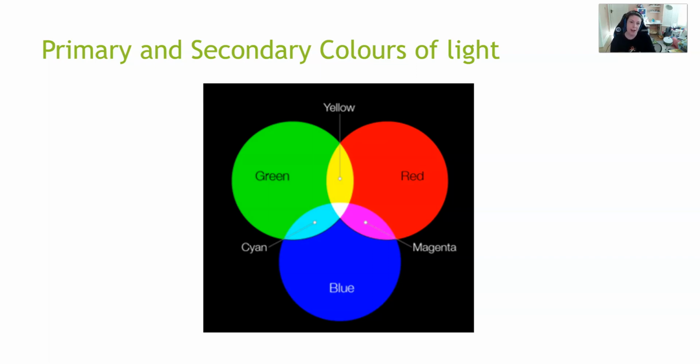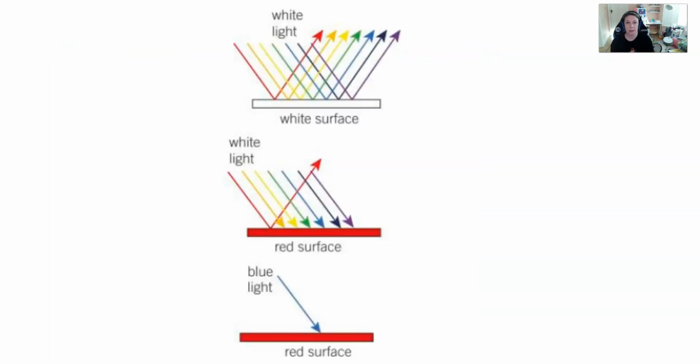If you mix red and blue light you get magenta, which is like a pinky colour, and if you mix green and blue light you get cyan. And then you have white light in the middle, which is all the colours mixed together. Okay, so how do we see colour?